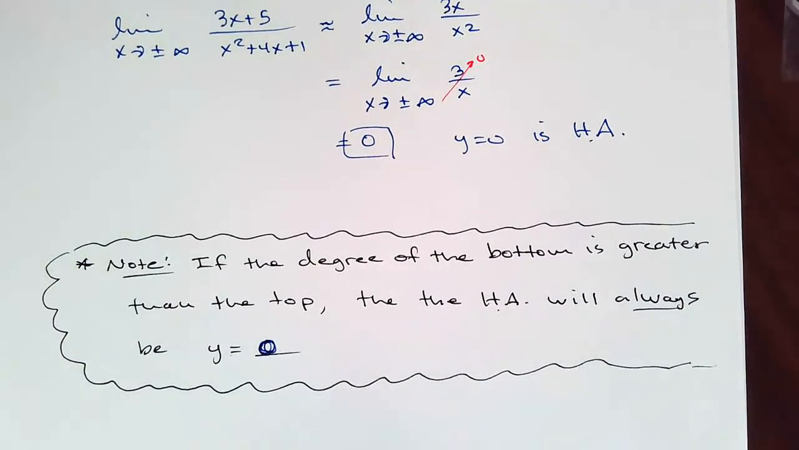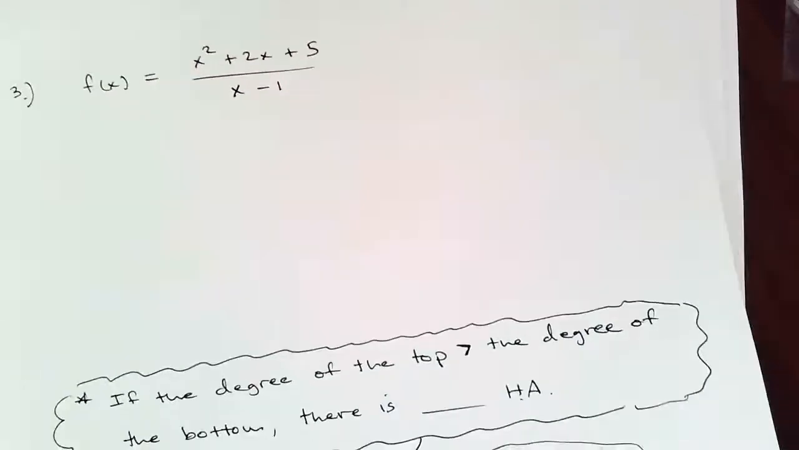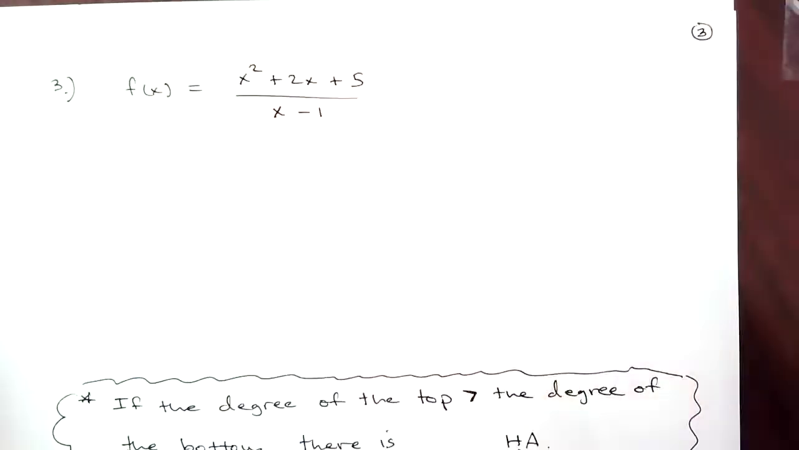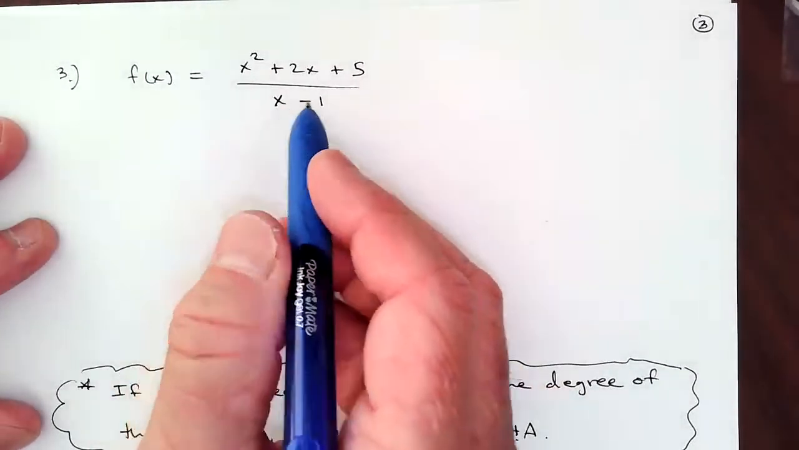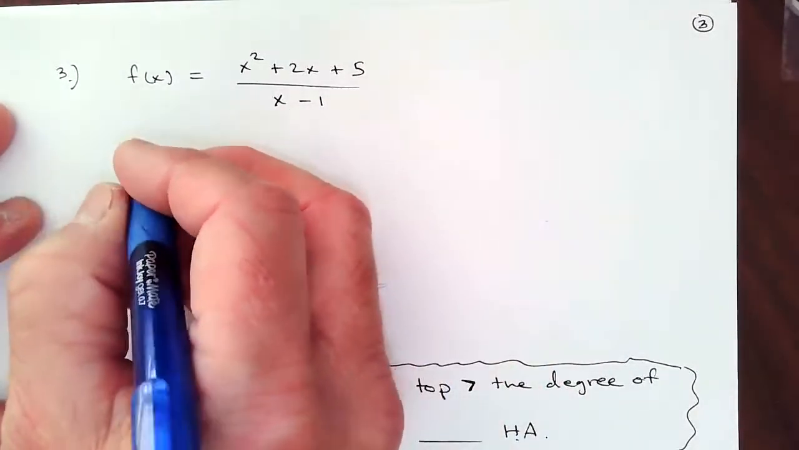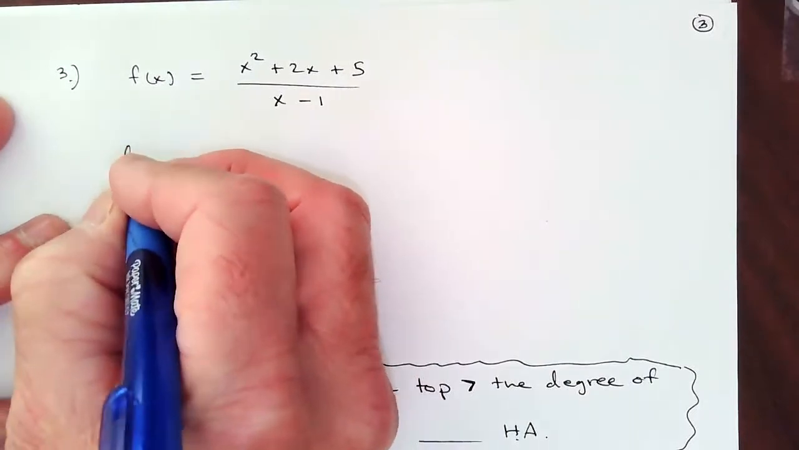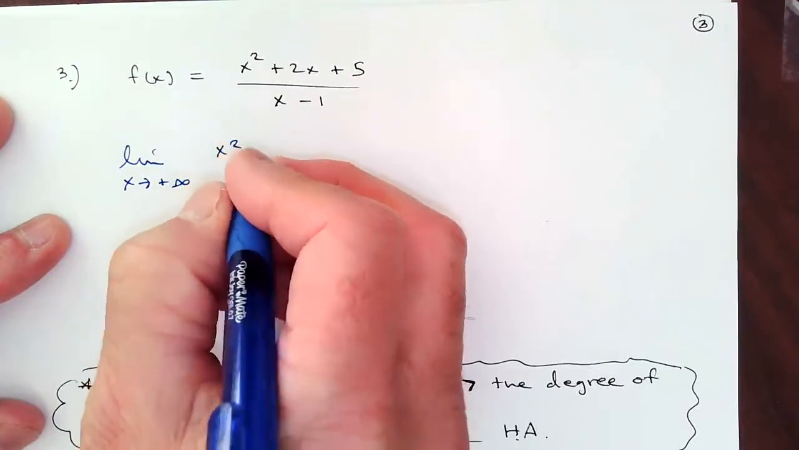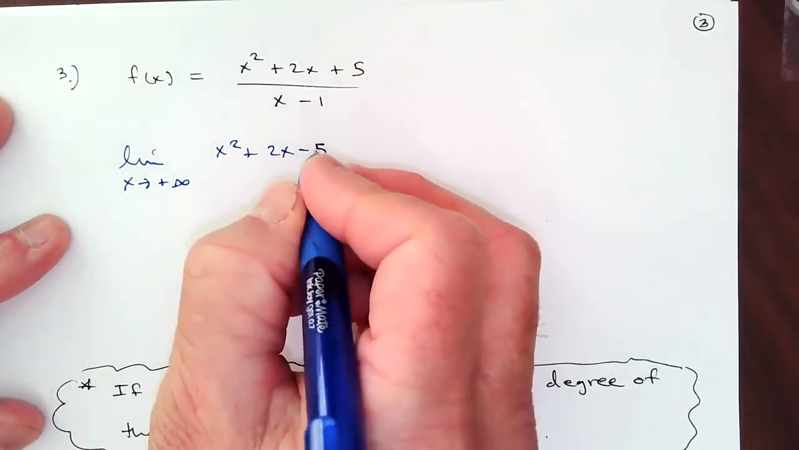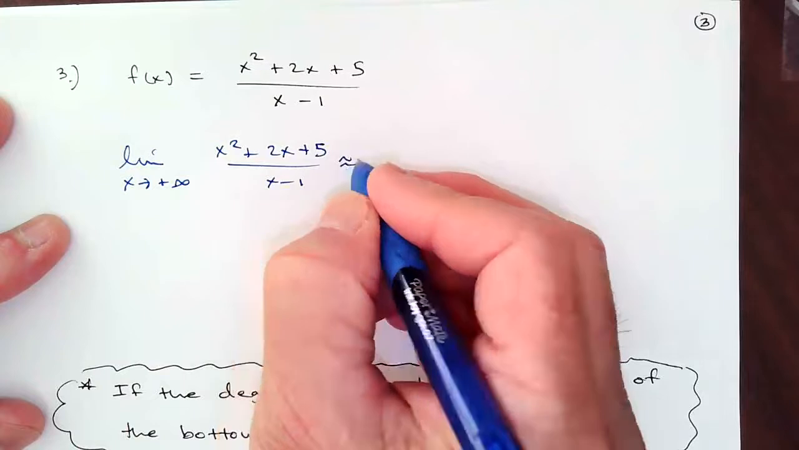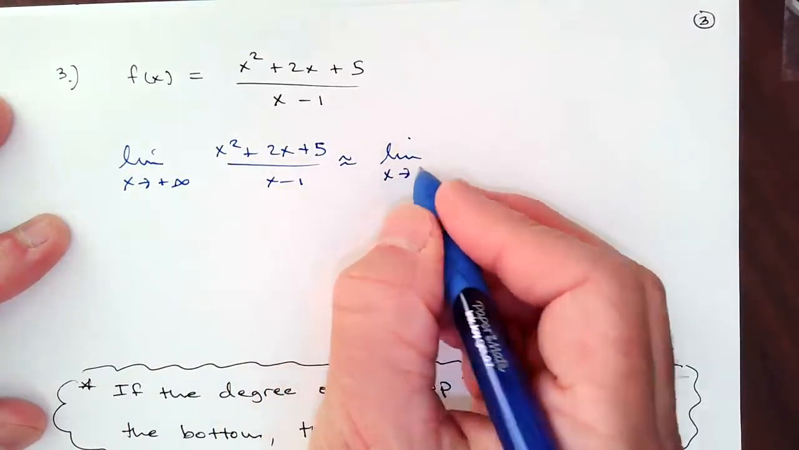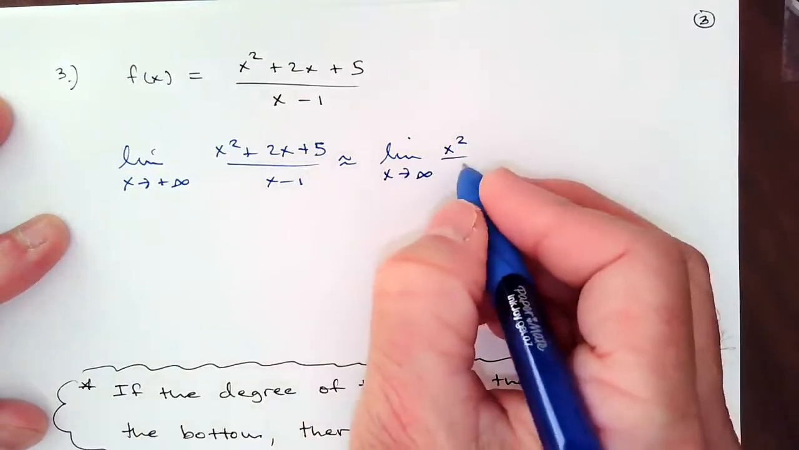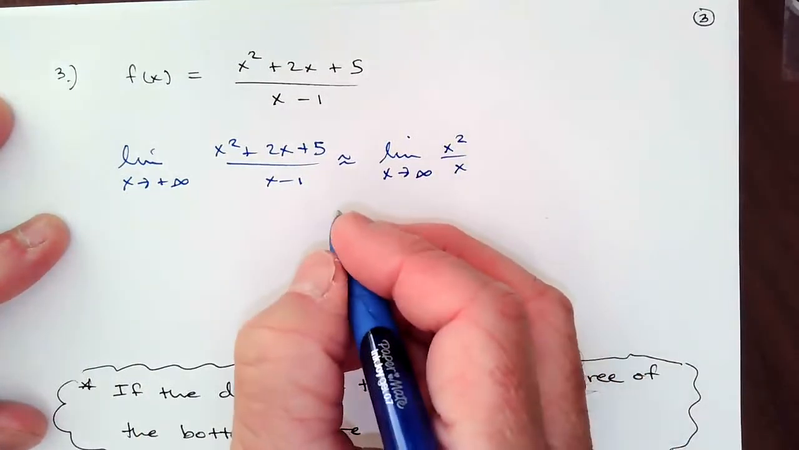Well, what's the other possibility? What if my biggest power of x is in the numerator? This one's probably the most complicated of the three. Now, again, we're just doing horizontal asymptote for right now, although we might end up graphing this function. So if I was looking at the limit as x goes to, let's start with positive infinity, and I focus on the biggest term in the top and the bottom, the biggest term on the top is x squared. The biggest term on the bottom is just x.